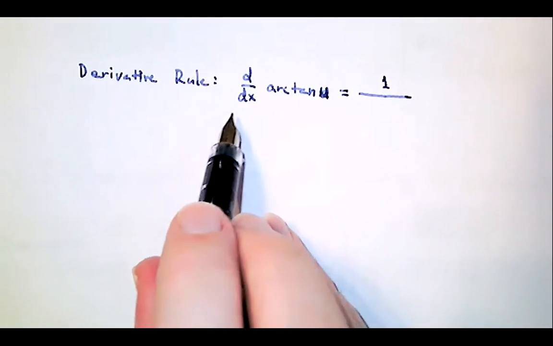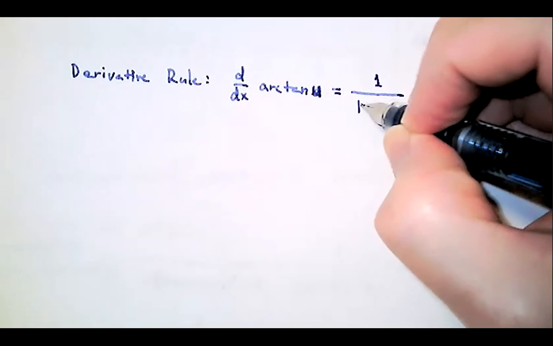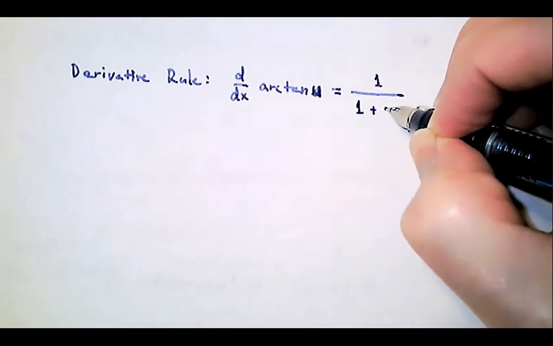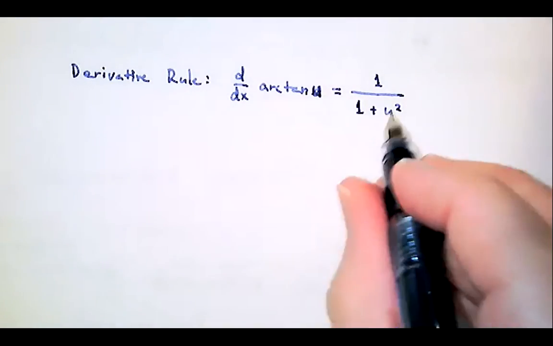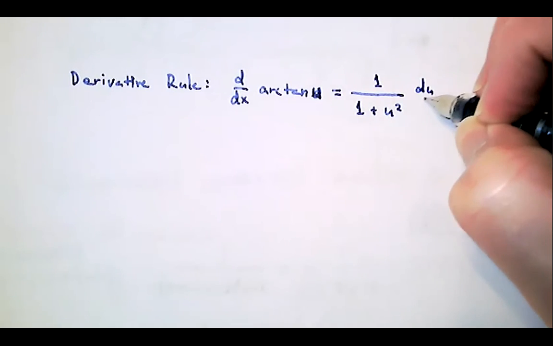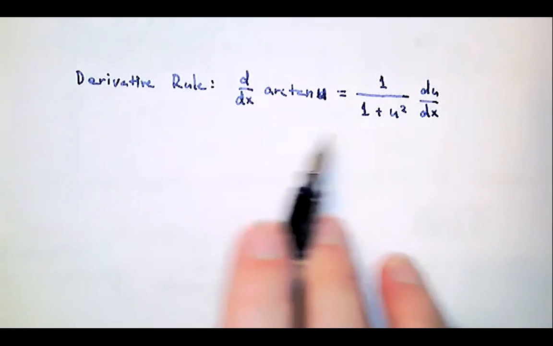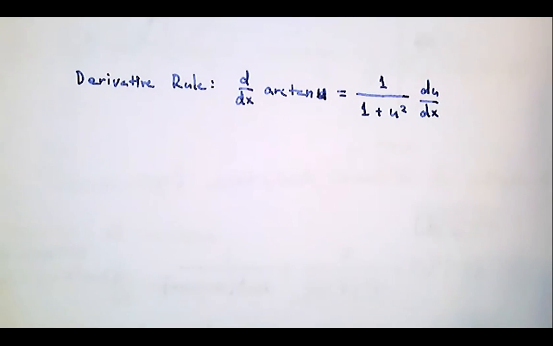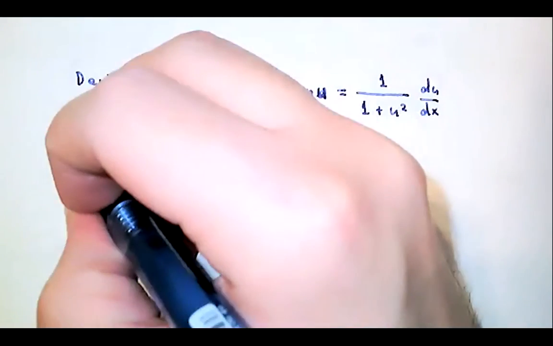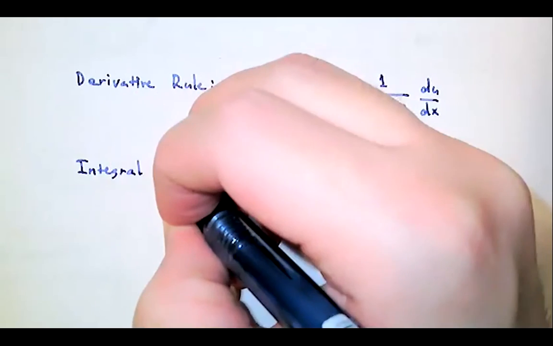Okay, so the derivative of arctangent of u is 1 over 1 plus u squared, and I'm thinking of this as a chain rule, so I also need a du dx at the end. And reversing this rule gives me an integral rule, because integrals are just the opposite of derivatives.